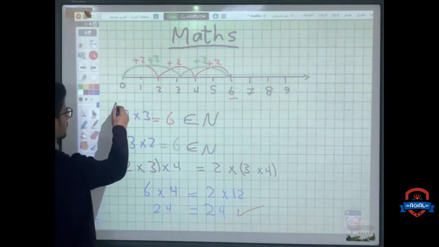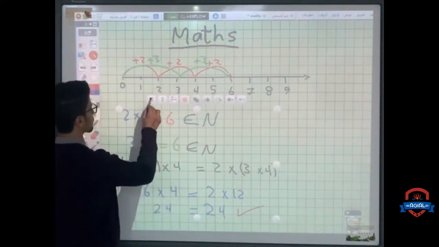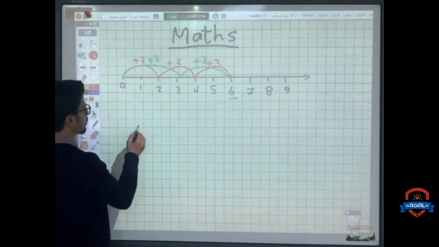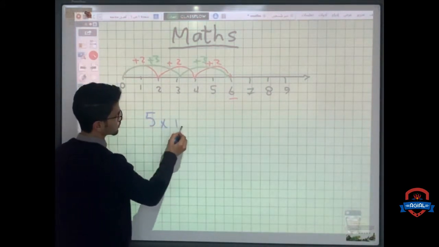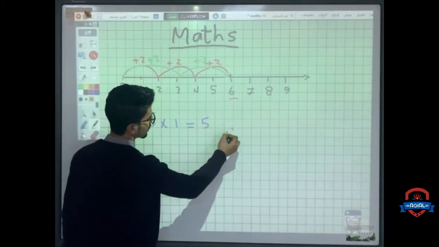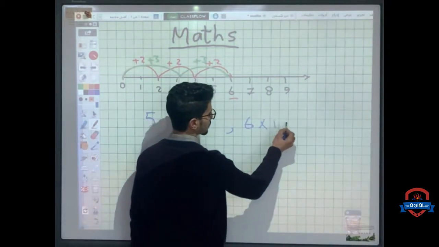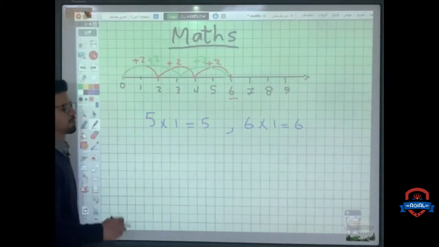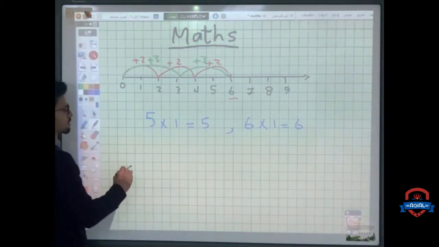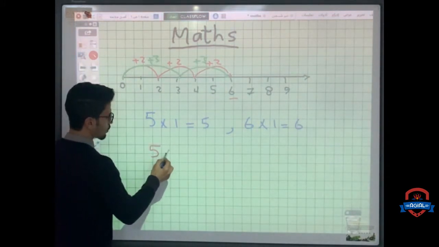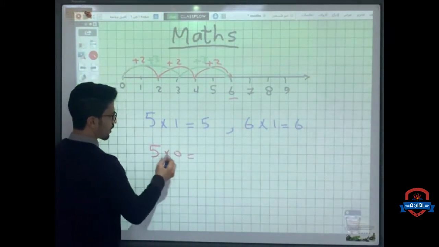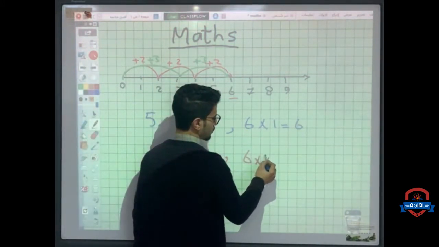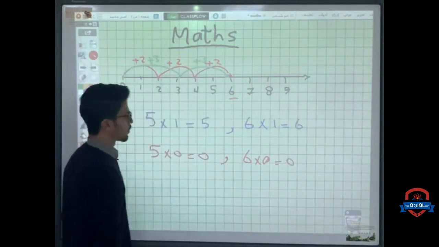And we had started before that if we multiply any number by 1, the product will be the same number. For example, 5 times 1 equals 5, and 6 times 1 also equals 6. And we have studied that if we multiply any number by 0, the product will be 0. So 5 times 0 equals 0, and 6 times 0 equals 0.